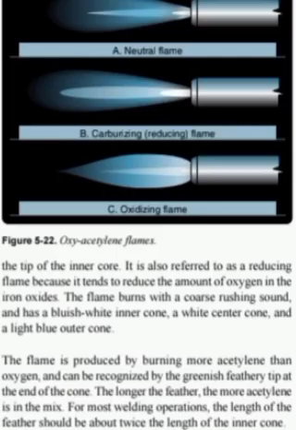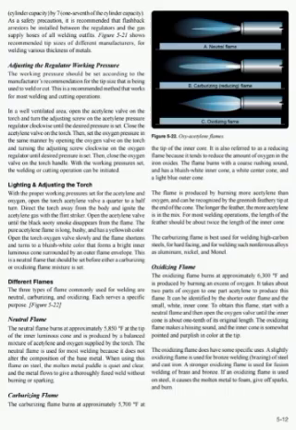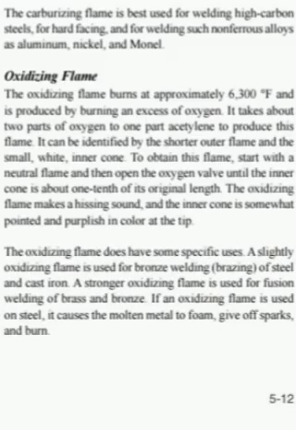The longer the feather, the more acetylene is in the mix. For most welding operations, the length of the feather should be about twice the length of the inner cone. The carburizing flame is best used for welding high carbon steels, for hard facing, and for welding such non-ferrous alloys as aluminum, nickel, and monel.